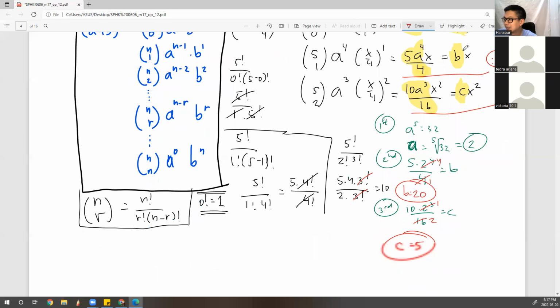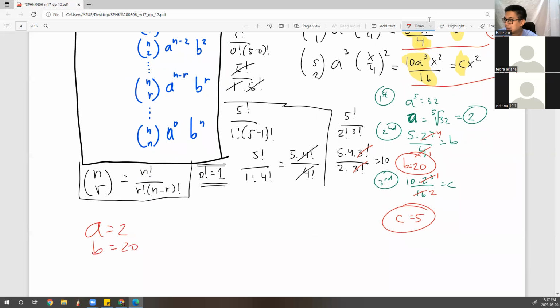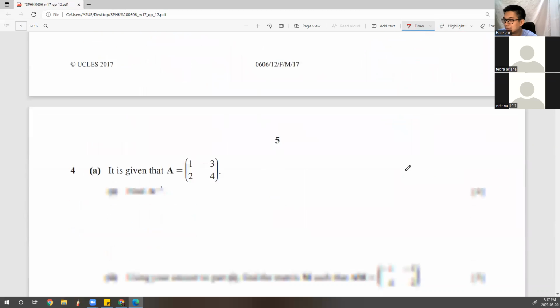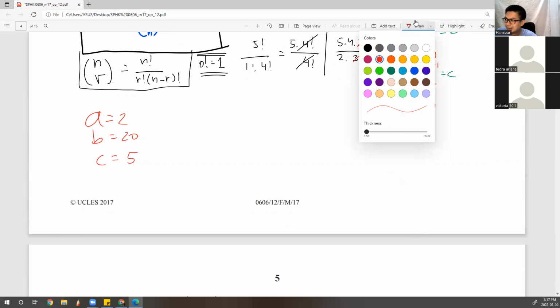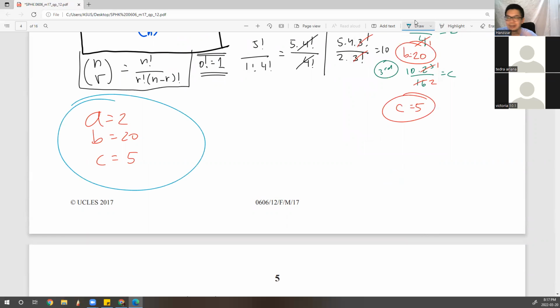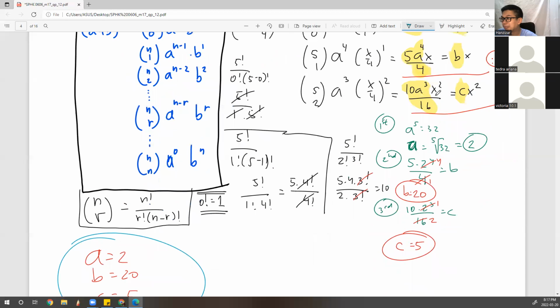Okay, nice. So this is your final answer. a equals 2. Okay, write it down. a equals 2, b equals 20. Do we have the space here? Oh no. Okay, so please write it one more time, so your examiner will see the conclusion, rather than like this. It's so messy, right?